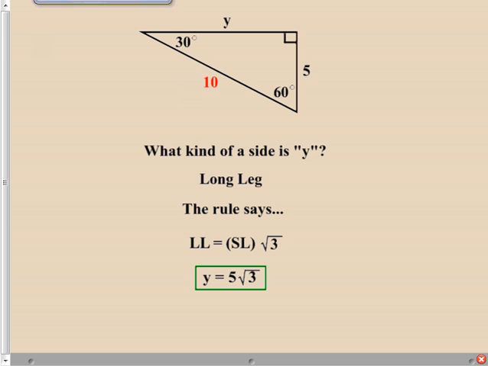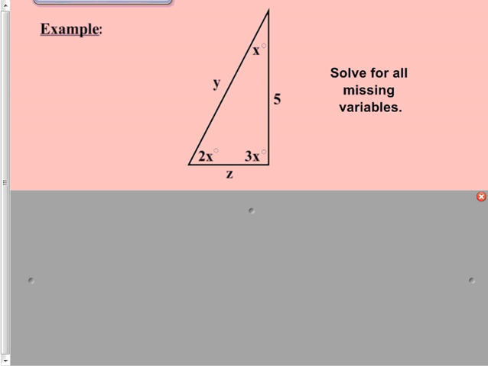So as you can see, when you are given the short leg, these problems are very, very simple. The real challenge will be what happens when they do not give us the short leg. So let's have a look at this triangle. A lot of information floating around in this triangle and a lot of missing information. So this one's liable to be a little bit of a challenge.